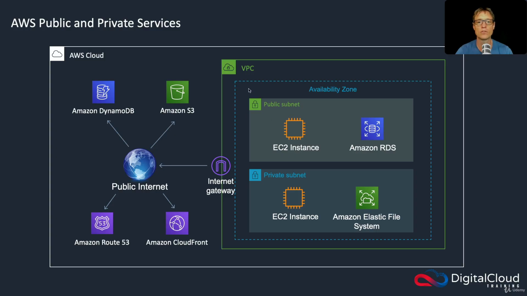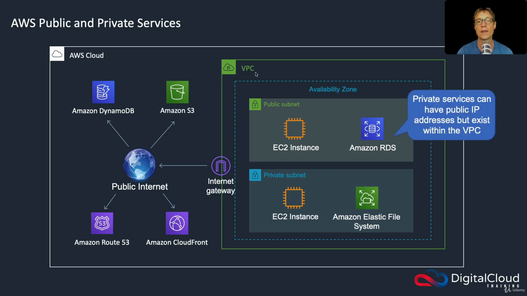So with AWS, you have services that are private, and those are the services that you create in your Amazon VPC. So these resources like EC2 and RDS, which is a database service, the Elastic File System, which is a file-based storage system, these all exist within a VPC. Now, they can only have private IP addresses if you want them to, but they can also have public IP addresses if they're in public subnets. So you do have some degree of control over the security aspects for how those instances are accessed.